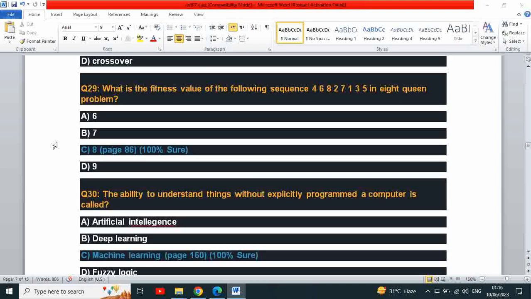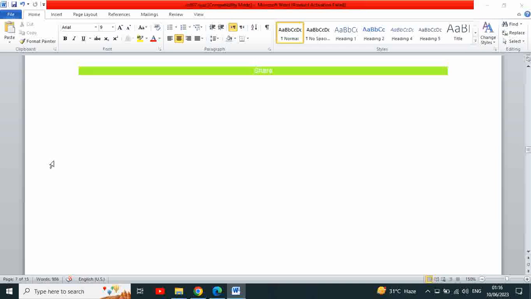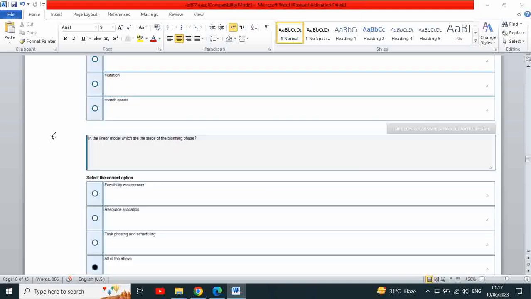and mutation. What is the fitness value of the following sequence: 4, 6, 8, 2, 7, 1, 3, 5 in 8 queen problem? 8. Answer. The ability to understand things without being explicitly programmed by a computer is called machine learning. Solving 32-bit computer words using genetic algorithm, we want a string in which all the bits are ones. We count the 1 bit in each word and exit if any word having all 32 bits set to 1 by using mutation. Mutation answer है इसका.